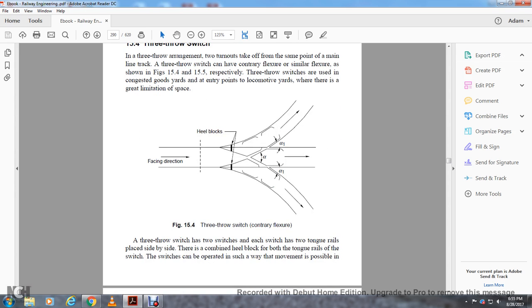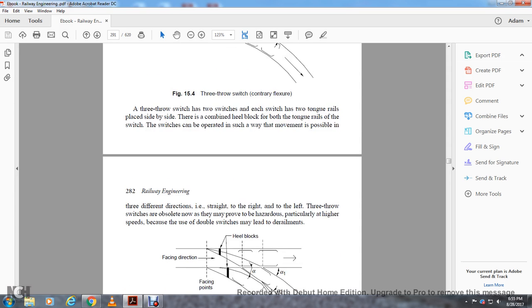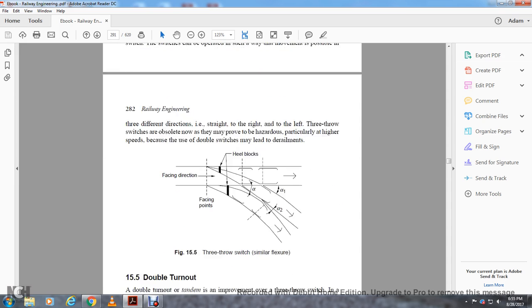The three-throw switch has two switches, each with two tongue rails, side by side with the combined heel block. Both the tongue rails and the switch can be operated in such a way that movement is possible in either direction: straight, right or left. The three-throw switch is obsolete because of its hazards, particularly at higher speeds, since the double switch may lead to derailments.